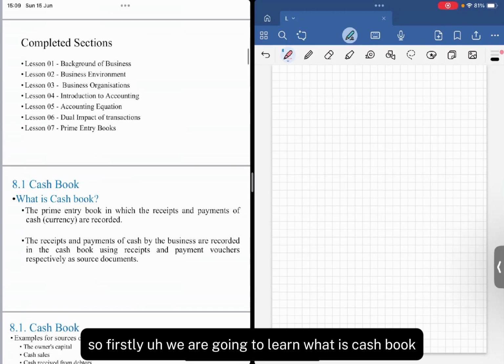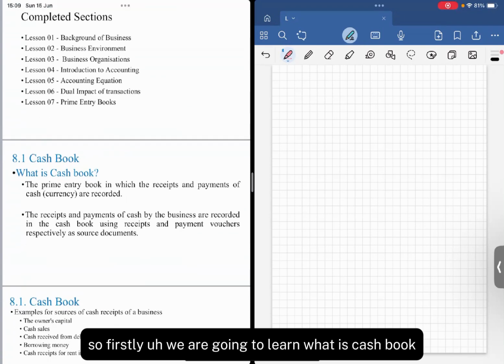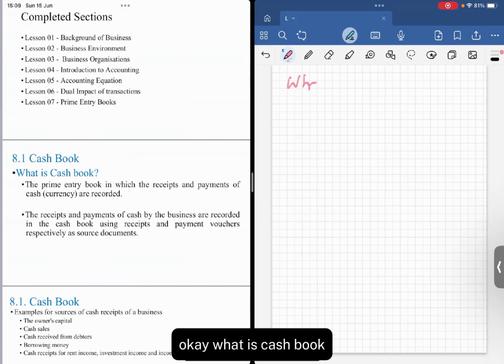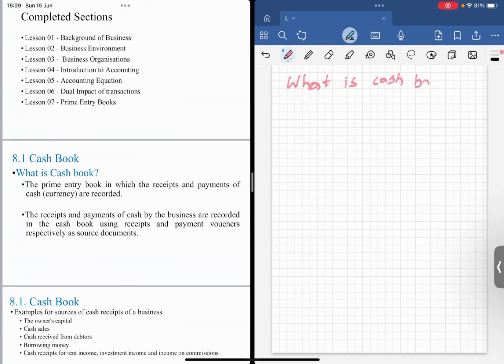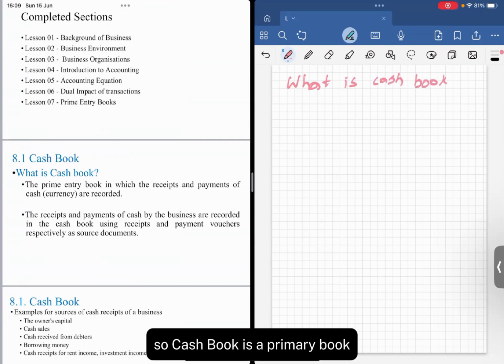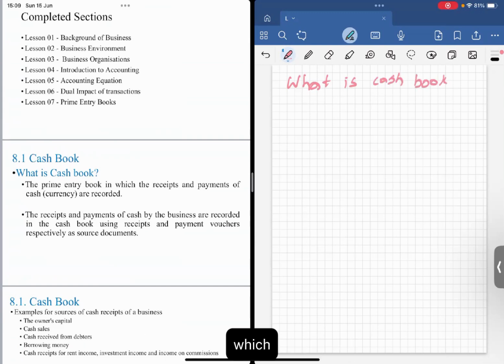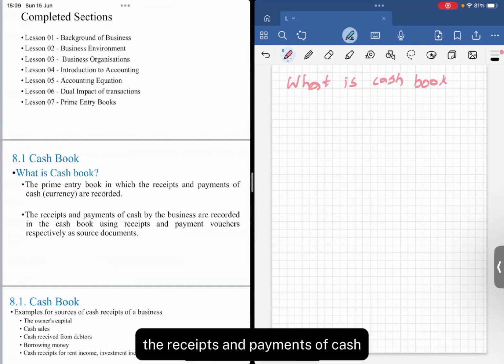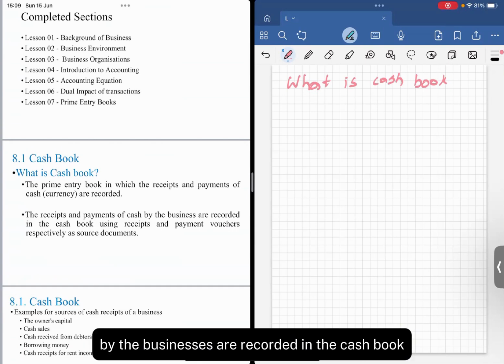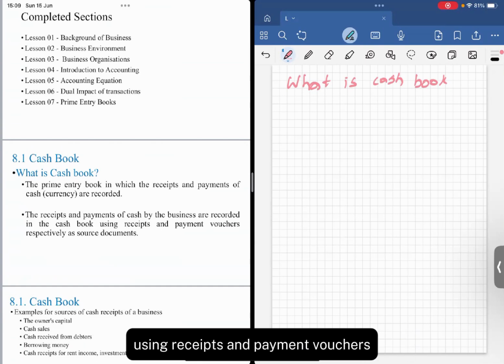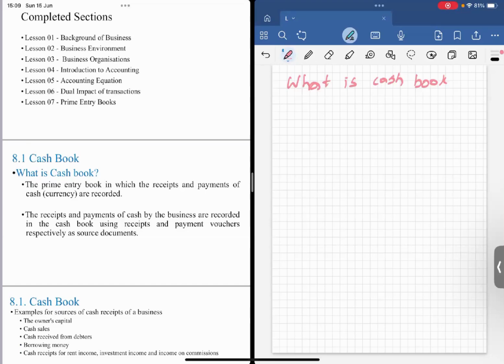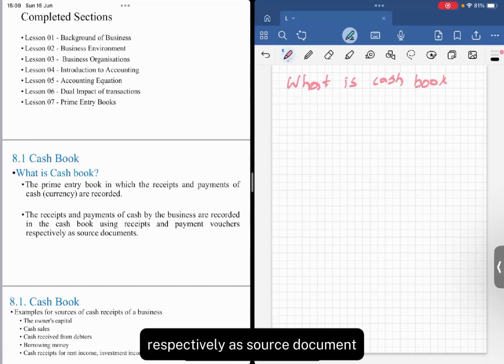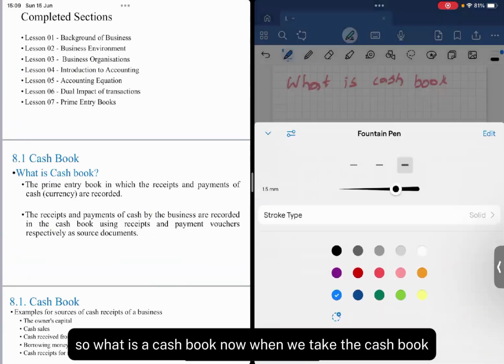Firstly, we are going to learn what is cash book. Cash book is a prime entry book in which the receipts and payments of cash are recorded. The receipts and payments of cash by the businesses are recorded in the cash book using receipt and payment vouchers respectively as source documents.